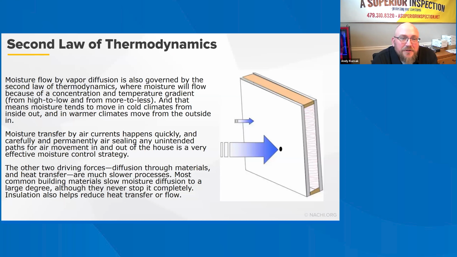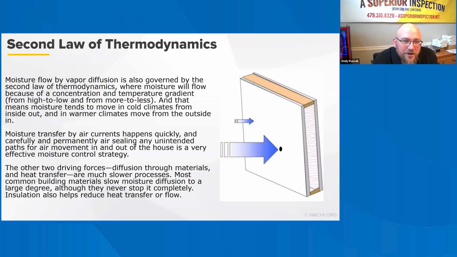Moisture flow by vapor diffusion is also governed by the second law of thermodynamics, where moisture will flow because of a concentration and temperature gradient from high to low and from more to less. And that means moisture tends to move in cold climates from inside to out, and in warmer climates from the outside in.